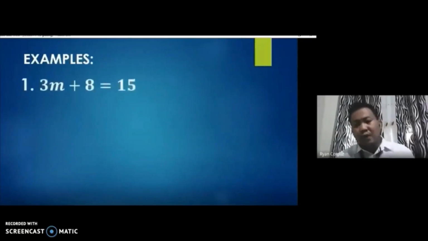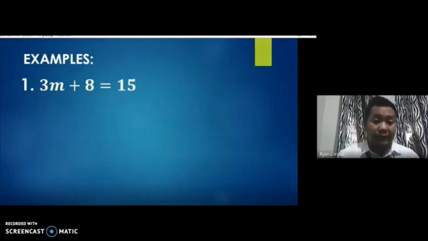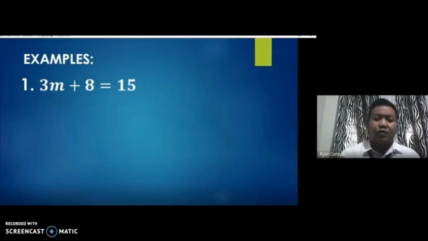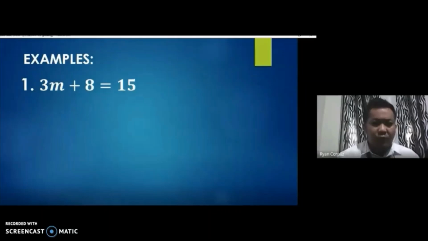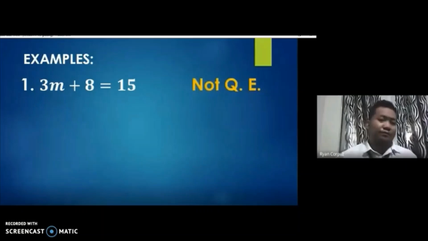In example number 1, you are going to identify if a given equation is a quadratic equation or not. The given is 3m plus 8 is equal to 15. If you look at the given equation, you cannot find a term whose highest exponent is 2. So for number 1, we cannot consider that as a quadratic equation. It's not a quadratic equation.